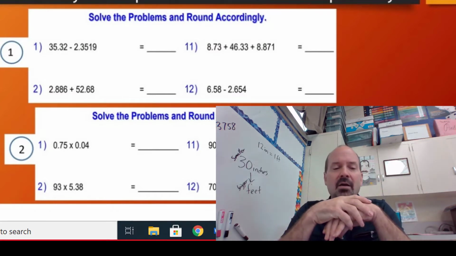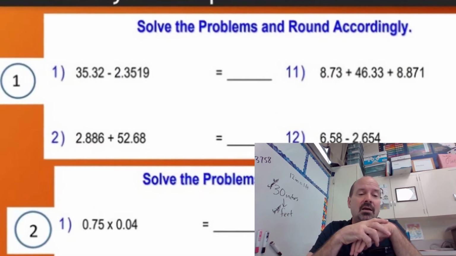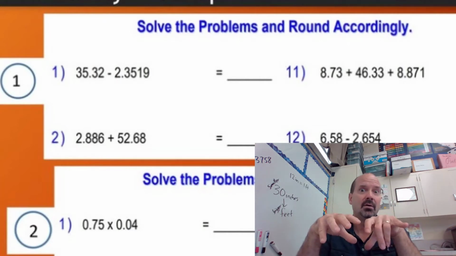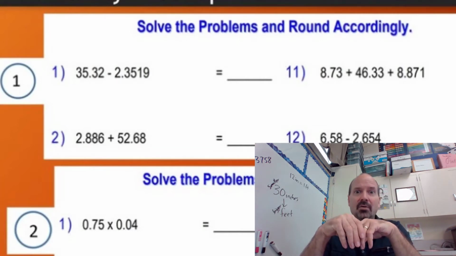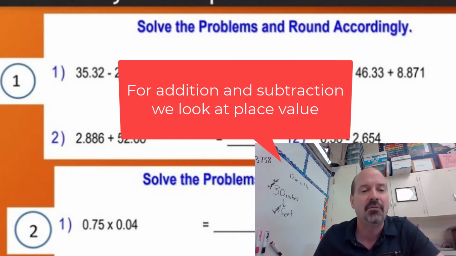Let's get into that. The first question asks about addition and subtraction. It's saying, what's the answer for 35.32 minus 2.3519? Well, you can use a calculator to figure it out, and then you have to round to the correct number of significant digits. How do I do that? Well, look at place value. Write that down if you need to. For addition and subtraction, we look at place value.